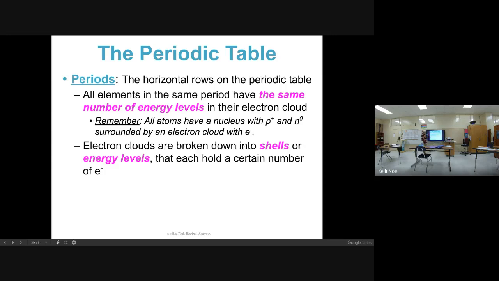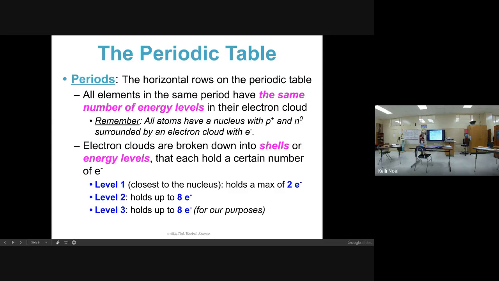Now, sometimes you'll hear the term shell instead of energy level, but each energy level or shell holds a certain number of electrons. So level 1 will only hold 2 electrons. It's closest to the nucleus. And then you go one level out, it can hold up to 8 electrons. Level 3 holds up to 8 electrons for our purposes. If you take a more advanced chemistry class, you'll find that it actually can hold more. But for what we're doing, it holds 8.